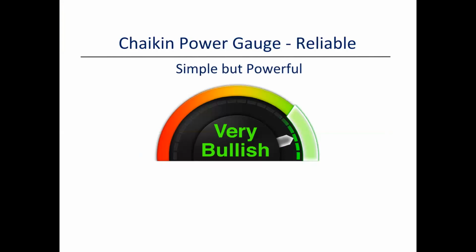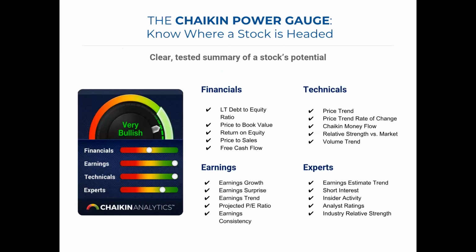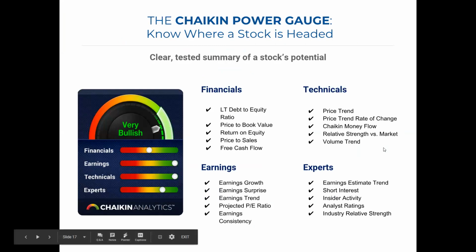The Power Gauge looks like a gauge on your car. It rates stocks between very bullish and very bearish, and it can really act as your GPS for the market to help you navigate the market regardless of the environment, regardless of the level of volatility. The Power Gauge helps you know where a stock is headed. It's a clear, tested summary of a stock's potential, and these are the 20 factors that make up the model.